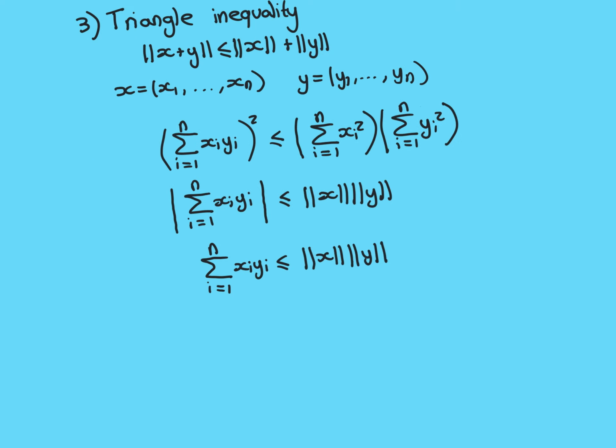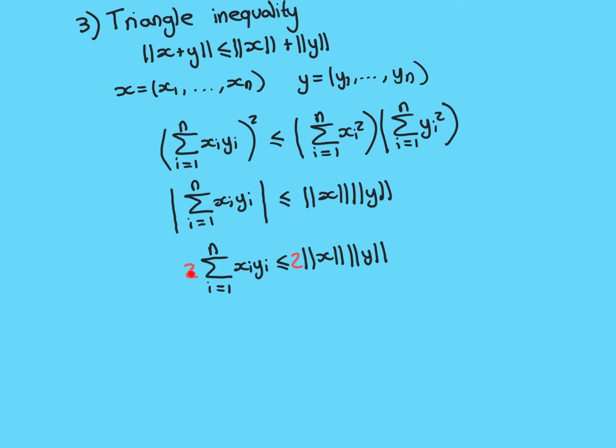Now my next move is going to be to get rid of those absolute value signs. If this thing is positive, then the absolute value is still the same, and I know that it's less than or equal to this. If this is negative, then if the positive version is less than or equal to this, then the negative version is definitely still less than or equal to this. So I can get rid of the absolute value signs, and this inequality is still going to hold true. So the sum from i equals 1 to n of xi times yi is less than or equal to the norm of x times the norm of y.